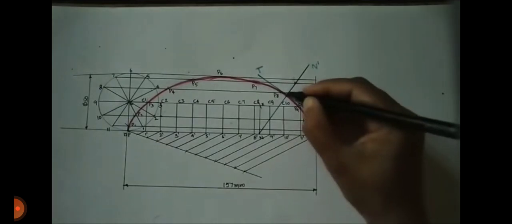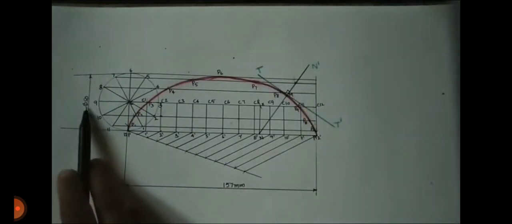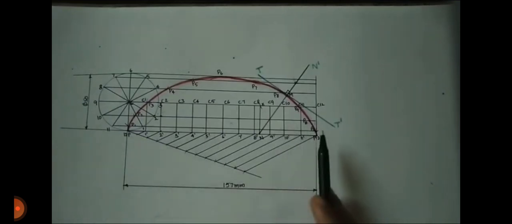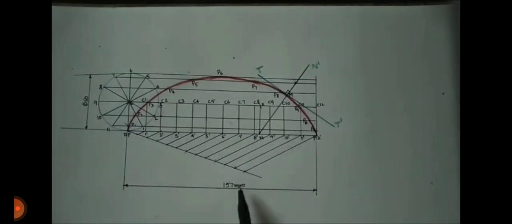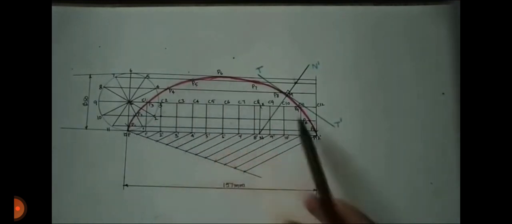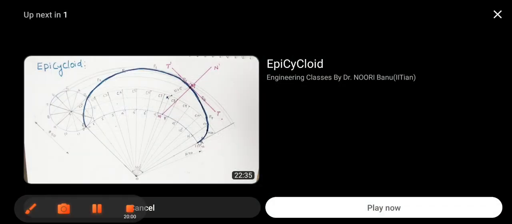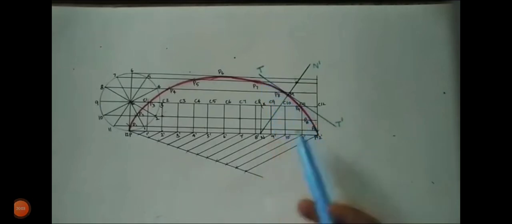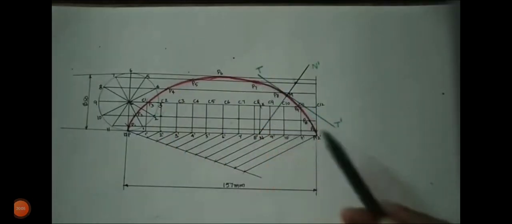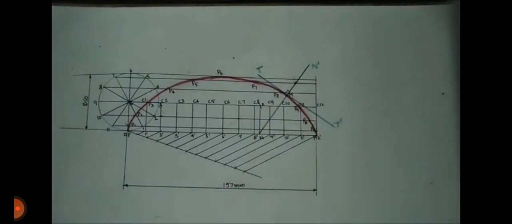After naming all the parts, we have to show the dimensions. Firstly the diameter is 50, and after that the baseline is 157. We show all dimensions on the sheet. The diameter is 50 mm and the perimeter or baseline is 157 mm. So thank you guys. In this way we can solve this cycloid problem. Thank you all of you.